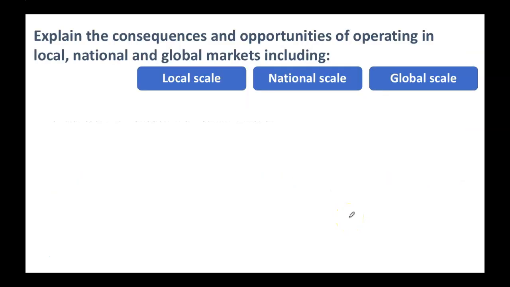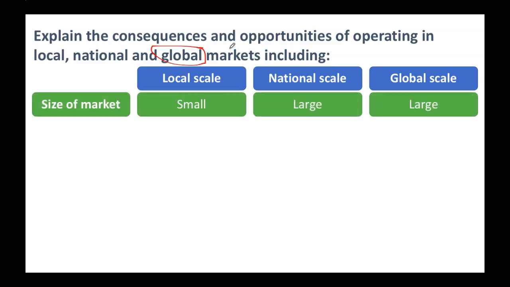There's a slightly more complicated question that you might get on the exam, which is the consequences and opportunities of operating at different scales: local, national and global. Now this is a funny area because it appears twice. It appears here right at the beginning of the course, but also in external influences when we're looking at global marketplaces. So you may get a much longer question on that, and I will tackle that in another video looking at globalization.